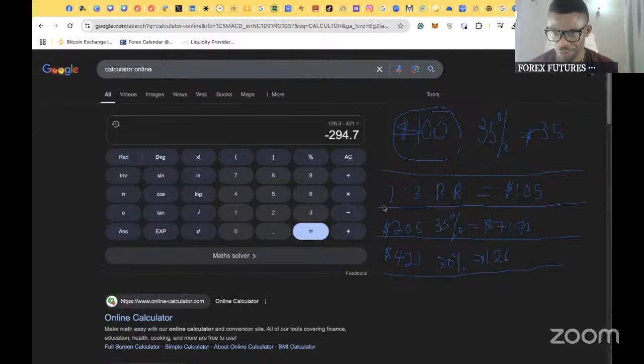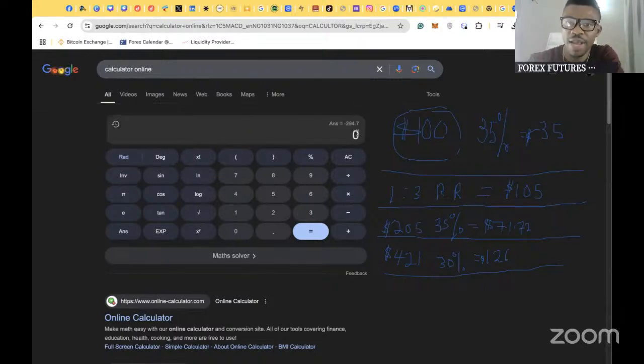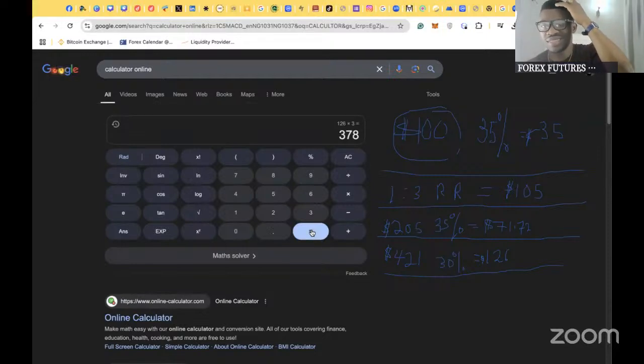Second scenario, let's say we win 1:3. 1:3 of $126 is multiplying 126 by 3, giving us 378.